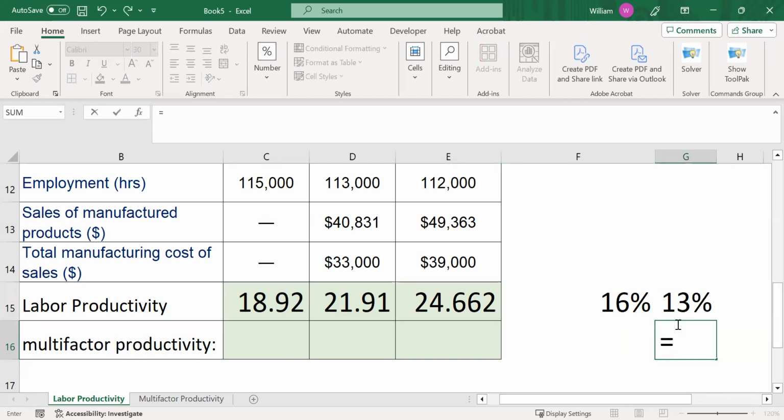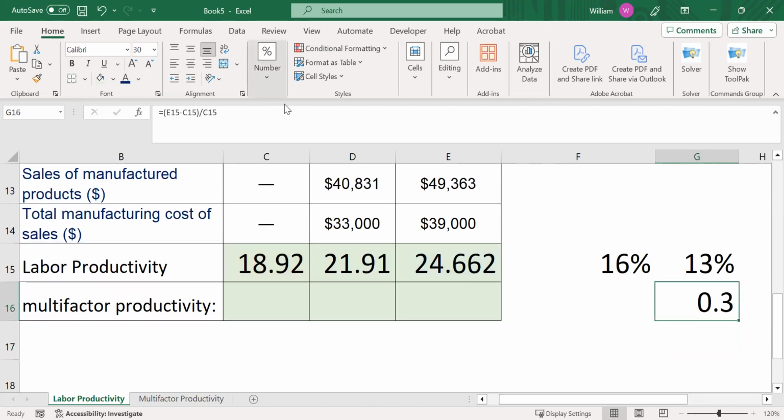Okay, so this would give me 24.66 minus 18.92 divided by 18.2. So again, as a percentage, we have a 30% increase in productivity over this 3 years period. Okay, so it's a pretty decent jump in productivity. So that's a good thing.